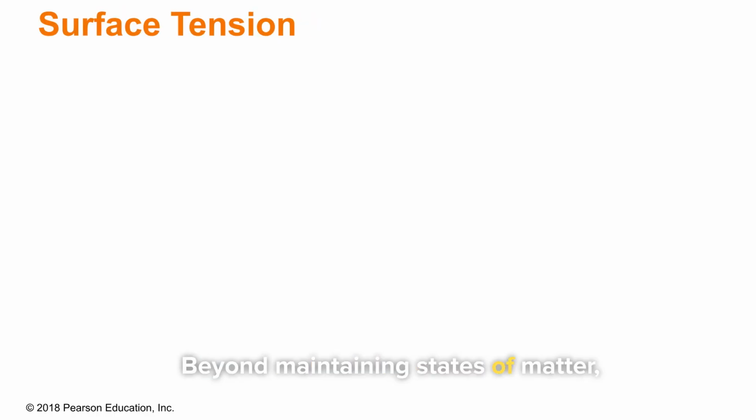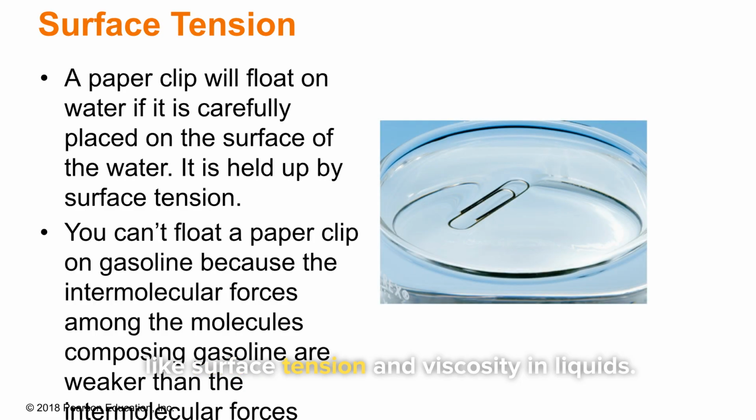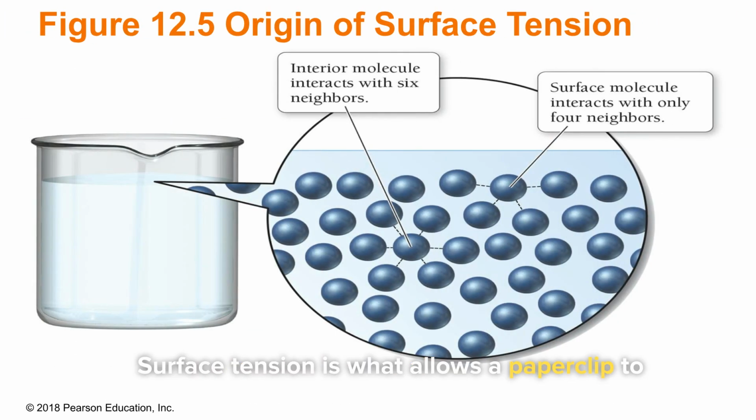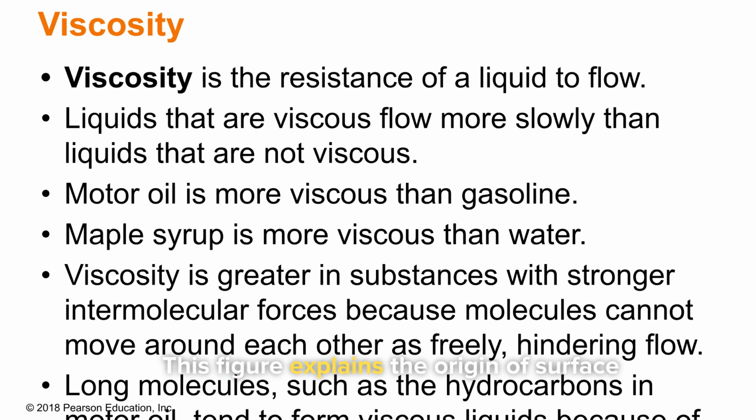Beyond maintaining states of matter, intermolecular forces also lead to phenomena like surface tension and viscosity in liquids. Surface tension is what allows a paperclip to float on water. Gasoline doesn't show this effect because its intermolecular forces are significantly weaker than those of water. This figure explains the origin of surface tension. A molecule at the surface interacts with fewer neighbors than a molecule in the interior.